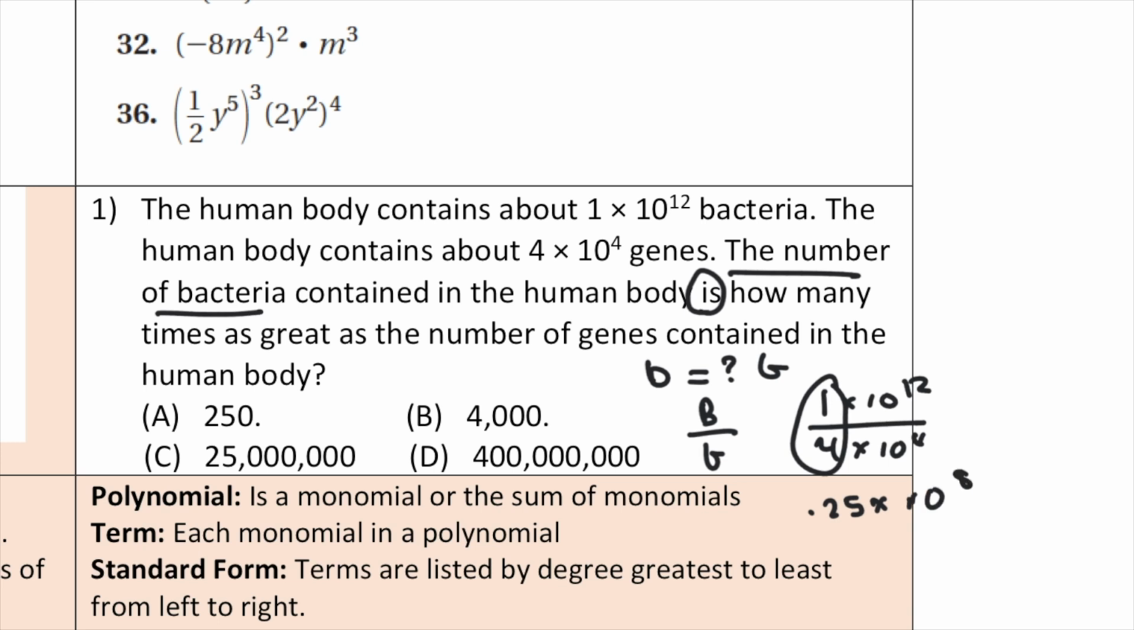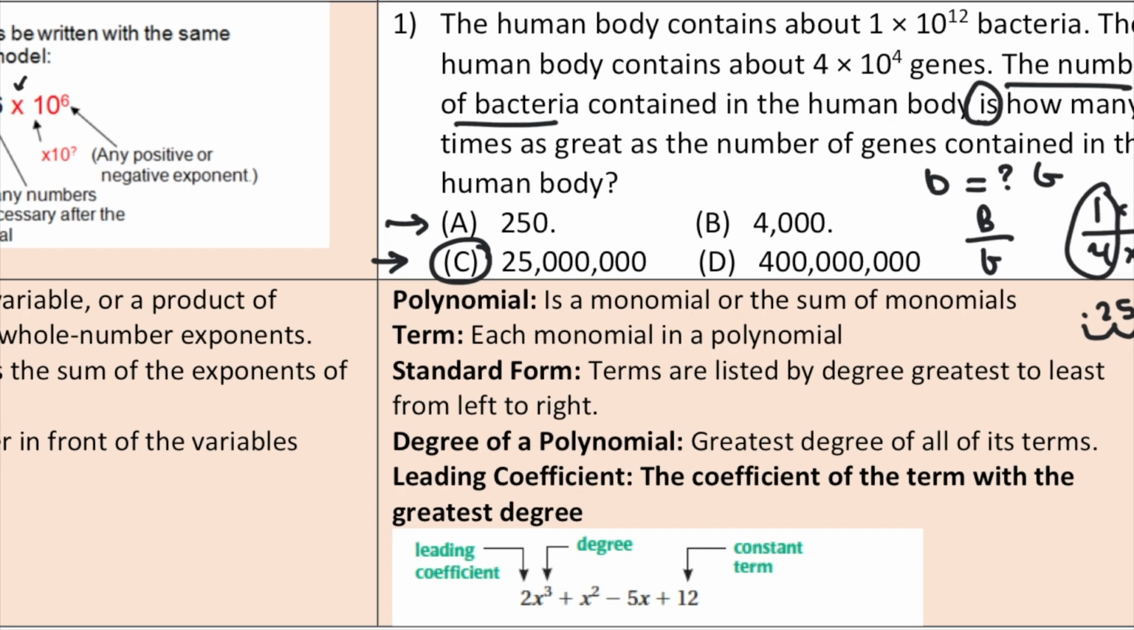Notice our choices. We have 0.25 as either 250 or 25 million. So as you move your decimals appropriately, you're going to have to move it enough times to get your 25 million as the answer choice.